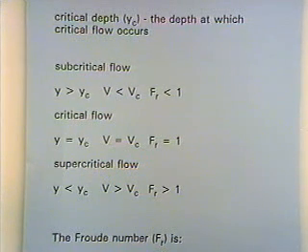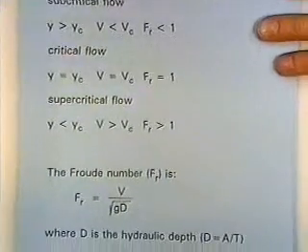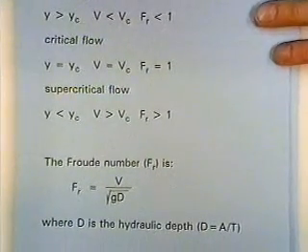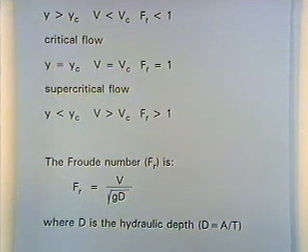Then critical flow, of course, by definition, the depth is critical depth, the velocity is critical velocity, and the Froude number is equal to 1. Supercritical flow, the water's flowing fast, barreling down the channel. So the depth is less than the critical depth, the velocity is greater than the critical velocity, and we've got a high Froude number greater than 1. And the Froude number is given there. By definition, the Froude number is the velocity over the square root of g times d, where d is the hydraulic depth. And from earlier last week, we said the hydraulic depth is area divided by the top width.